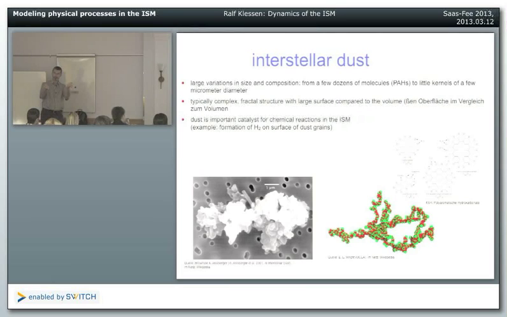Because, for instance, you form molecular hydrogen by taking an atom, it absorbs onto the surface of a dust grain. Because it is very loosely bound, it can hop around on this surface. It will find another H atom. They bind together to the H2 molecule. This releases energy, which brings the molecular hydrogen back into space. So this is how you make molecular hydrogen. So dust is an important catalyst of chemical reactions in our Milky Way.